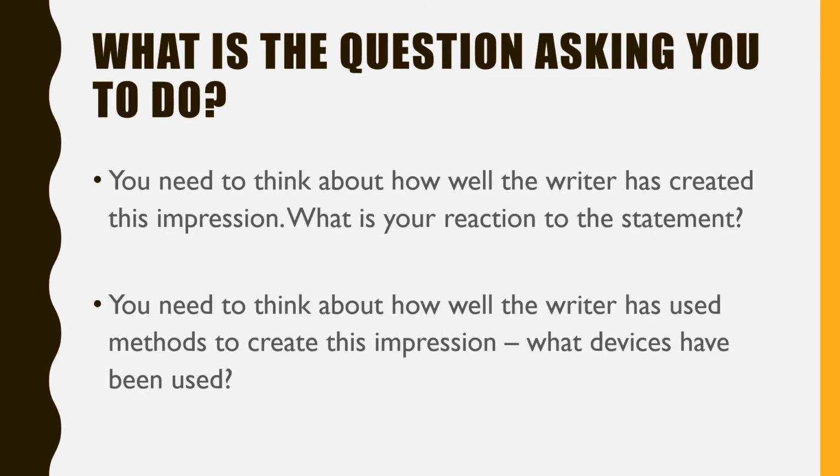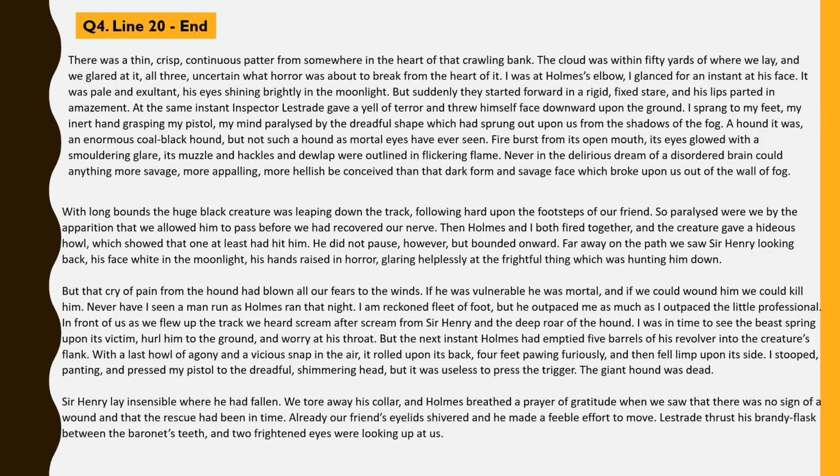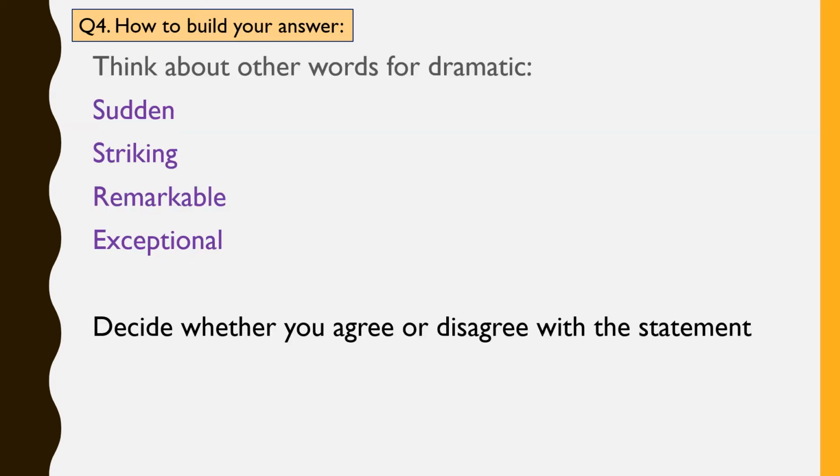So it's asking us to think about how the writer has made this part of the story very dramatic. Well, I would agree that this is a very dramatic part of the story. And we need to think about how well the writer has used methods to create this impression. What language devices have been used? So let's think about other words for dramatic so we don't keep saying that in our answer. So we could have words like sudden, striking, remarkable, exceptional. And then you need to decide whether you agree or disagree. I've already said I agree that this is dramatic.